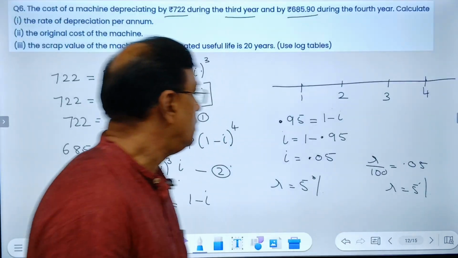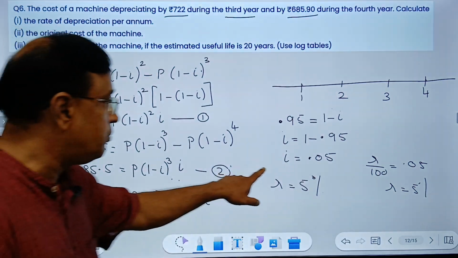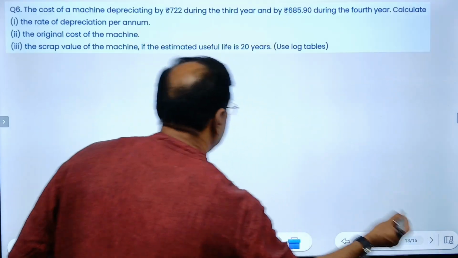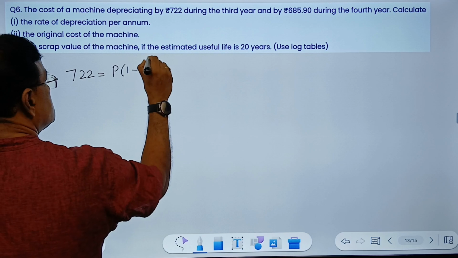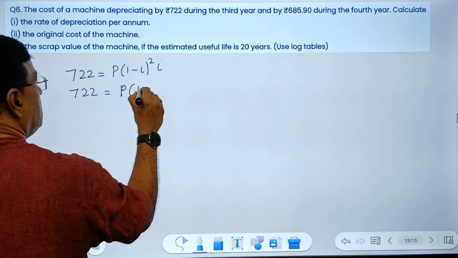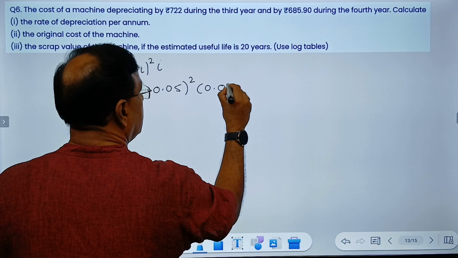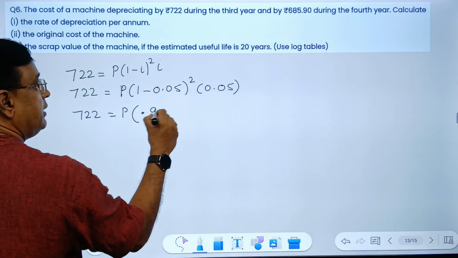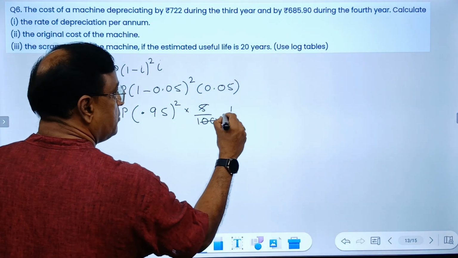What do you do? You have got R equal to 5% or I equal to 0.05. Now take this value and substitute here. So what is that? 722 equal to P into 1 minus I the whole square into I, which is 722 equal to P into 1 minus 0.05 the whole square into 0.05, which is 722 equal to P into 0.95 the whole square into 5 by 100, which is 1 by 20.